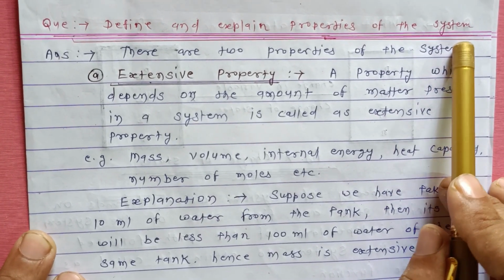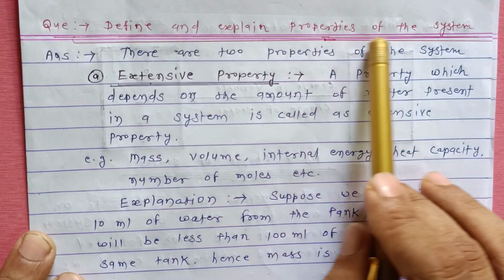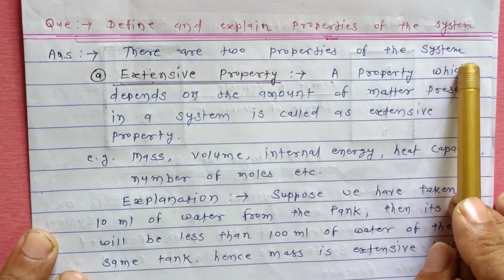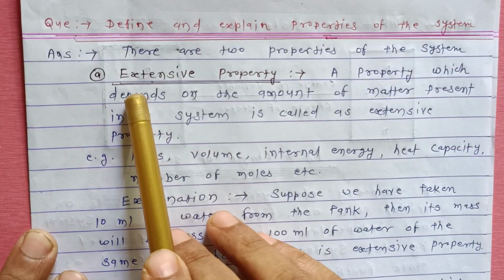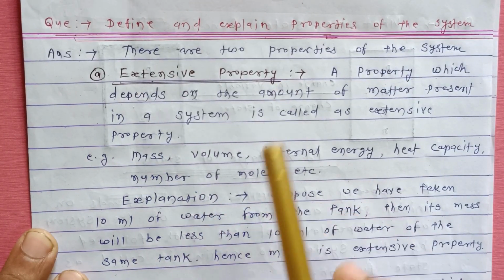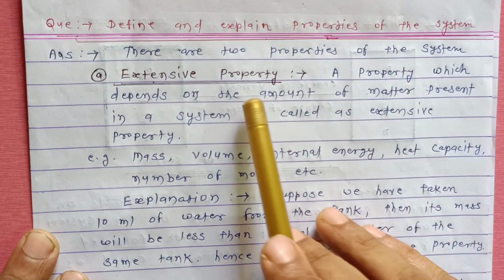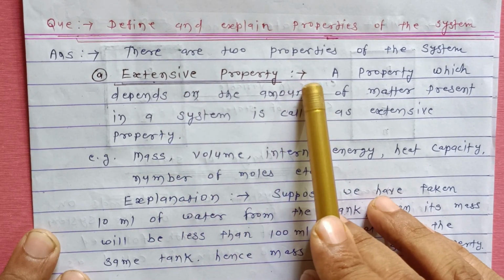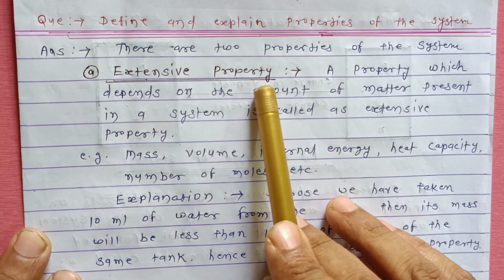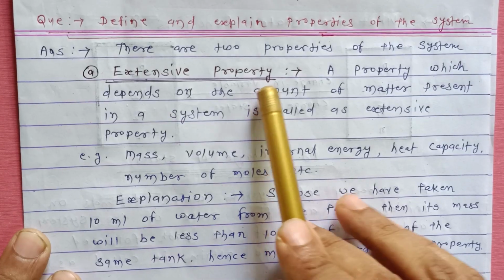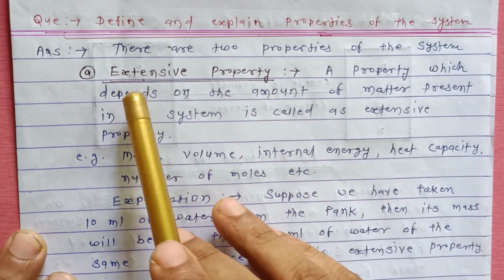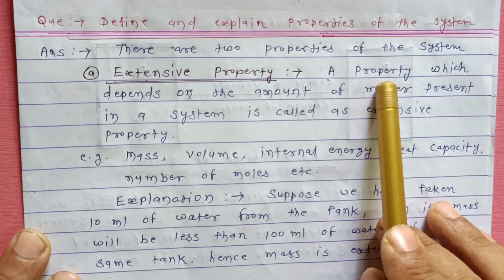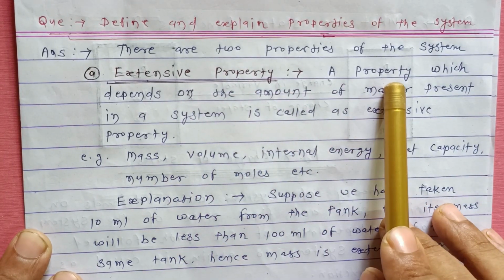Now we are going to discuss define and explain properties of the system. So there are two properties of the system. Number A, extensive property, and number B, intensive property. First of all, we focus on the intensive property and extensive property. So intensive means it is the independent and extensive means it is the dependent. This is the short way to memorize. First of all, we go for the definition.